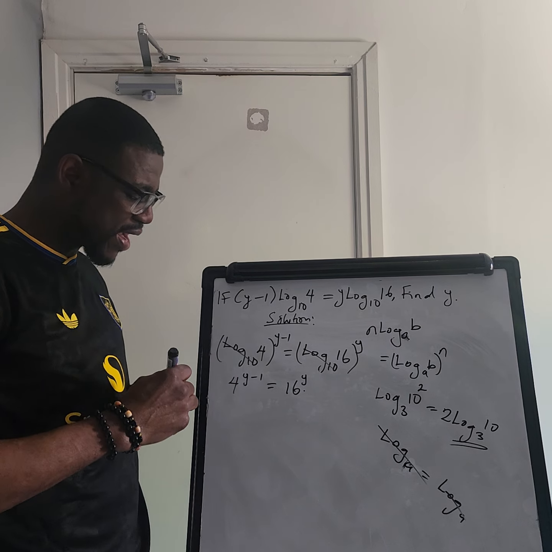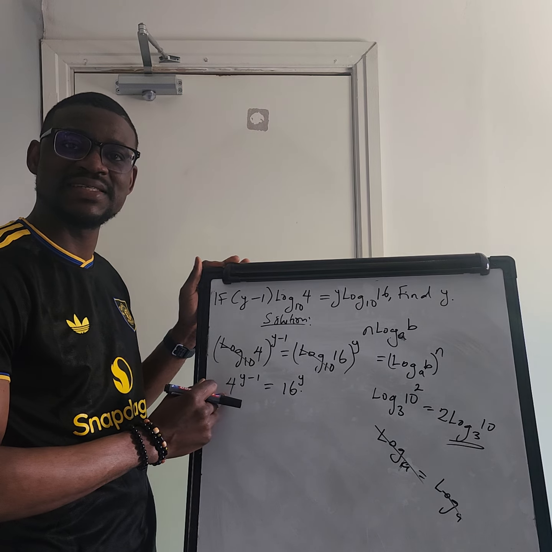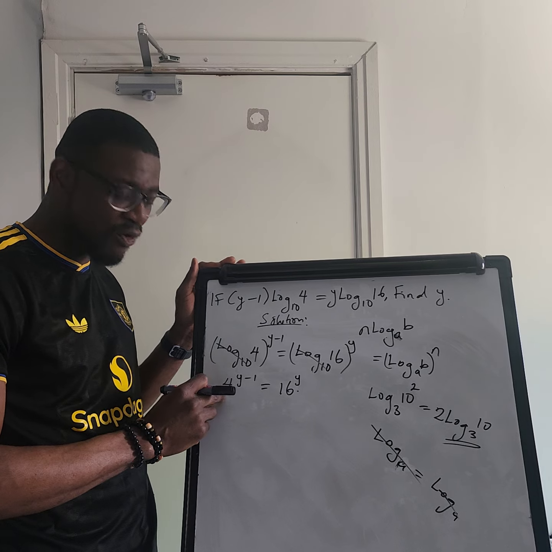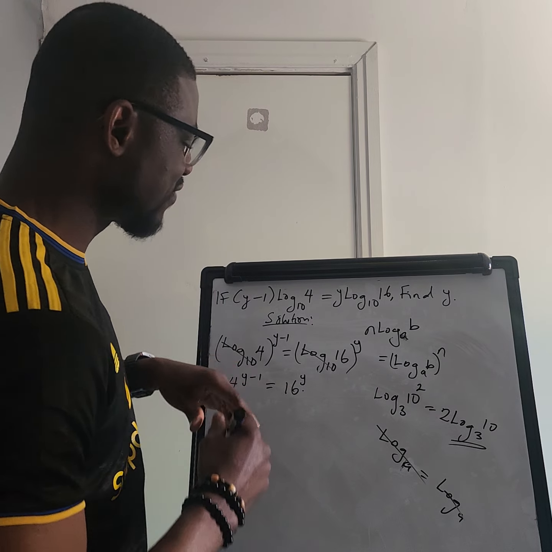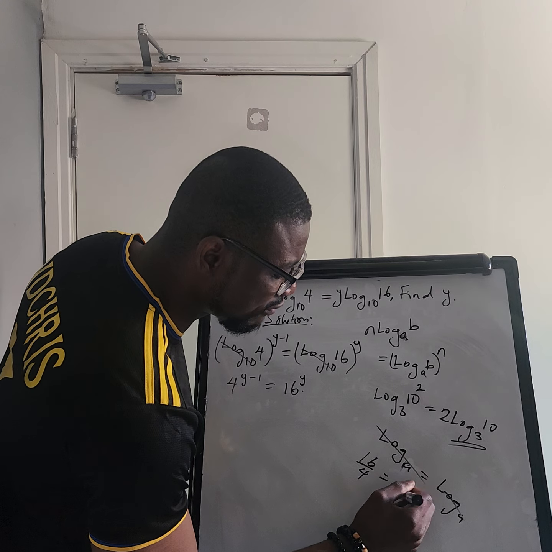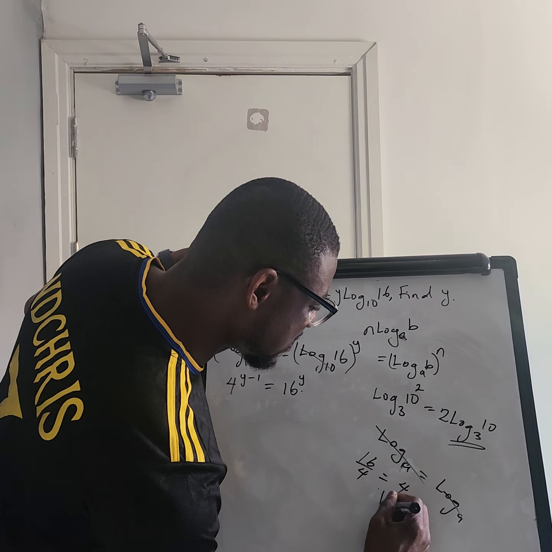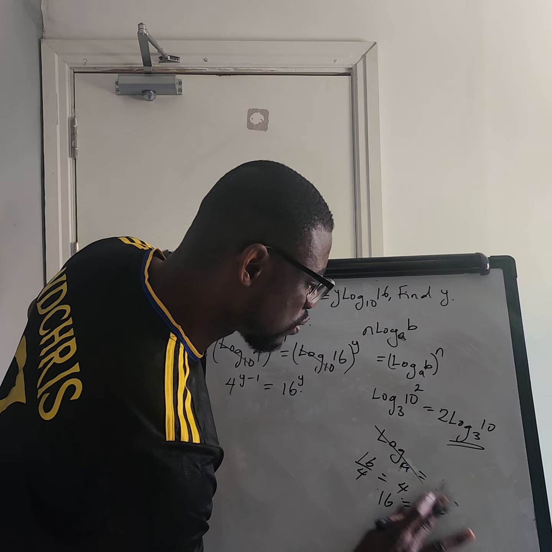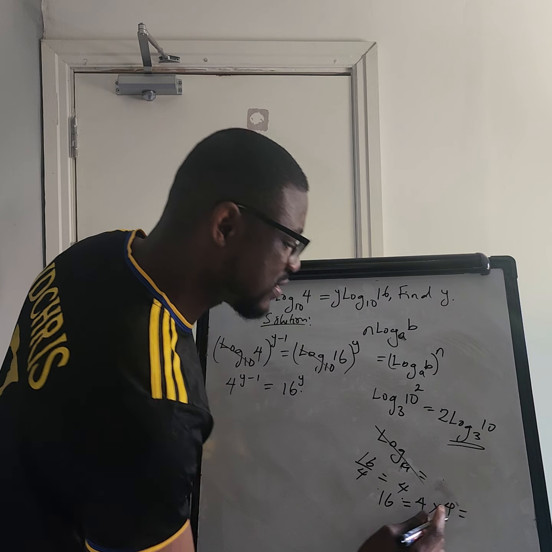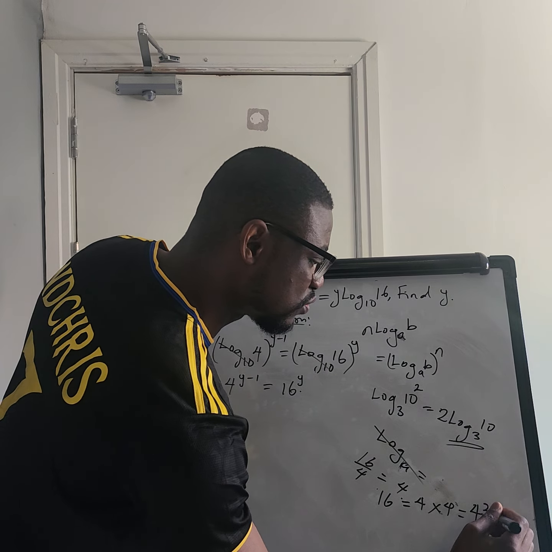How else can we write 16 so that it will have the same base as this 4? If you are looking for 4 as the base, that means we are going to be dividing 16 by 4. If you divide 16 by 4, it will give us what? 4. To get back my 16, that means I have to say 16 equals 4 times 4. And 4 times 4 is what? 16. That can be written as 4 raised to power 2.